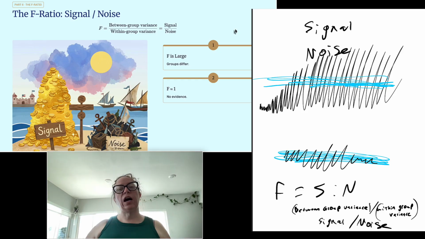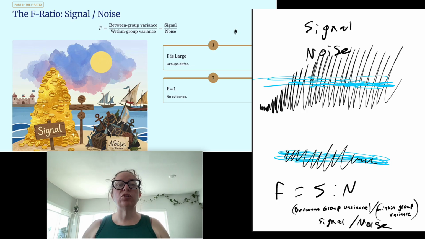If you want to know how different your group of friends is from other groups of friends, the signal is the difference between the groups of friends. But there's a lot of variation between people within a group, and that makes it hard to say whether your group is really different from other groups. That's the within group variance. Between groups is the signal, within groups is the noise.